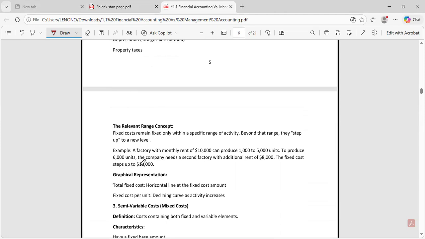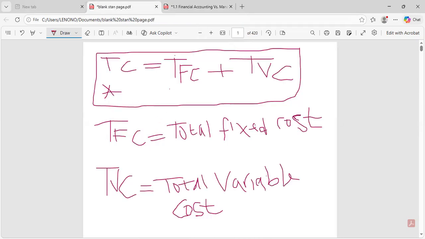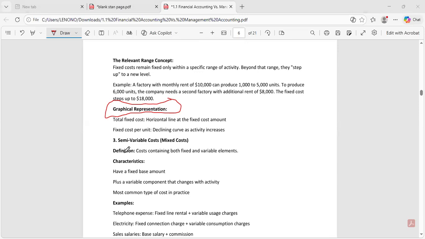Now we look at the aspect of the graphic representation. The graphic representation is linear because the total cost is equal to total fixed cost plus total variable cost. So the total fixed cost is a horizontal line at the fixed cost amount, and fixed cost per unit is a declining curve as activity increases. We have the semi-variable cost now, cost containing both fixed and variable cost.